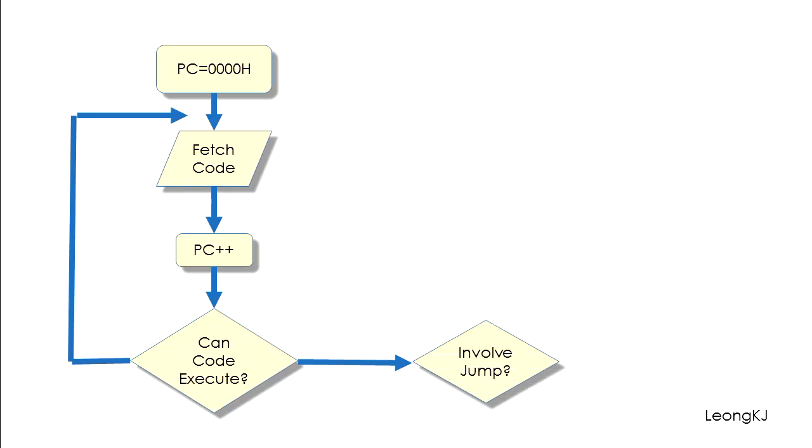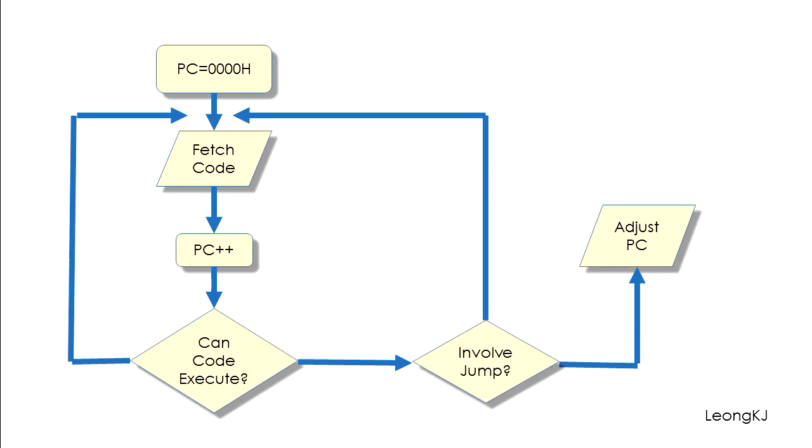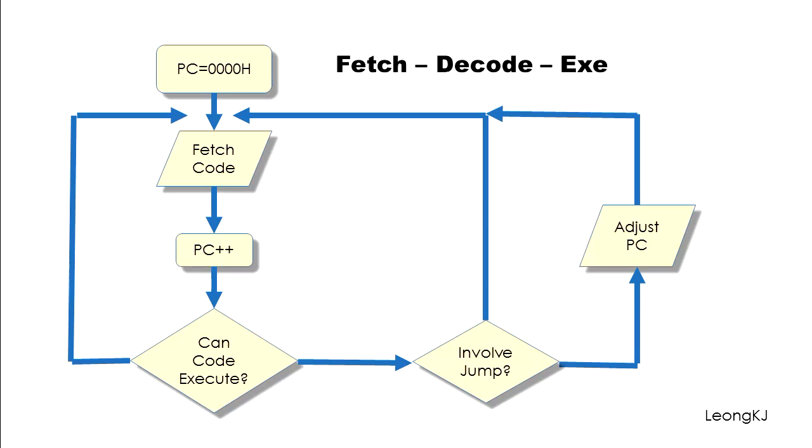If the instruction does not involve any jump, the CPU goes to the fetch cycle. If the instruction involves a jump, the CPU changes the content in the program counter before it goes back to fetch cycle. This operation is called a fetch, decode, and execute cycle.